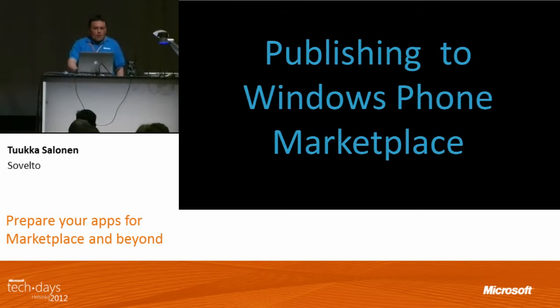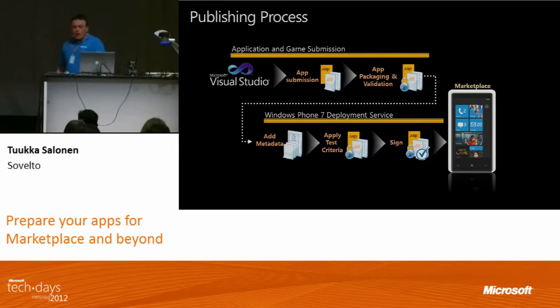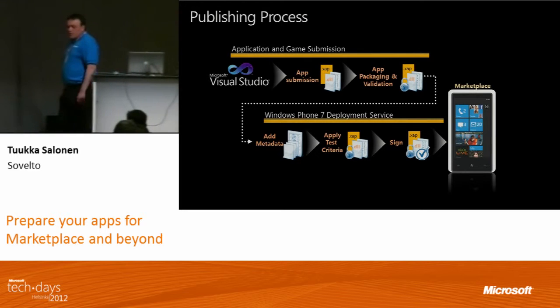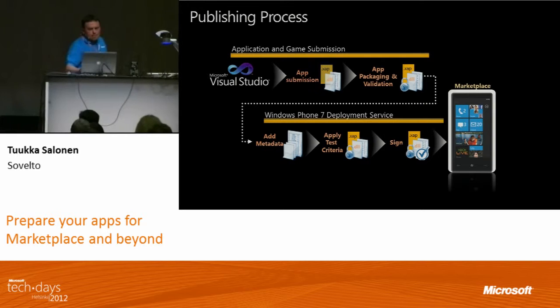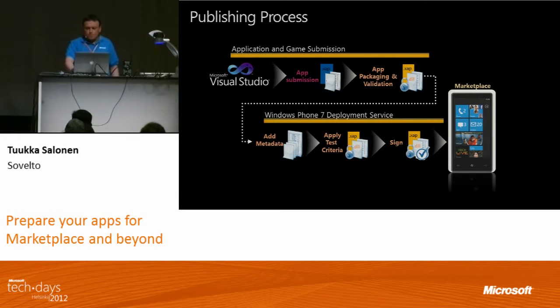So, now we have the XAP file, which we can put to Marketplace. The basics first. This is the process as a whole. So, you upload that obfuscated XAP package to Windows Marketplace. It's validated, and after tests, signed, and it will be in the marketplace.